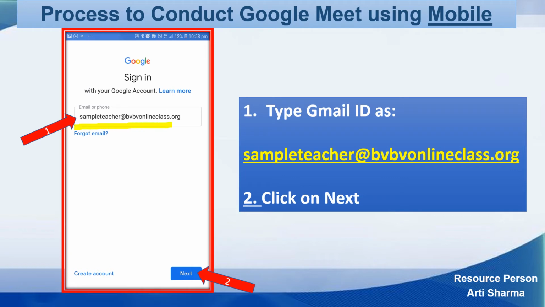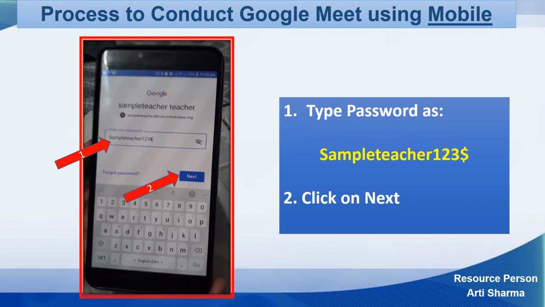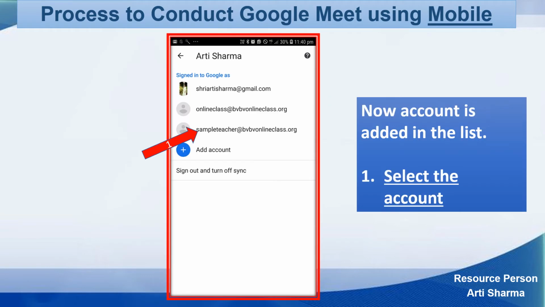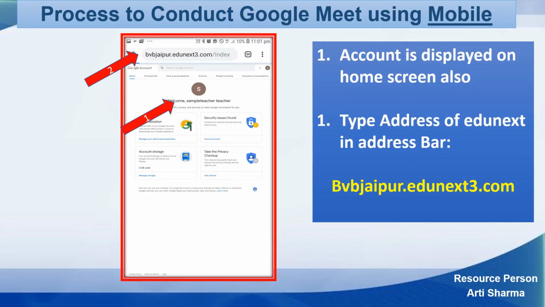Now type the ID sampleteacher@bvbvonlineclass.org. Click on next. Now type the password. I am telling you again and again in the password, S is capital. Then click on next. Now I agree. Click on this. You can see now sample teacher is added in your list. Now select this account. You can see now it is displayed on the home screen.